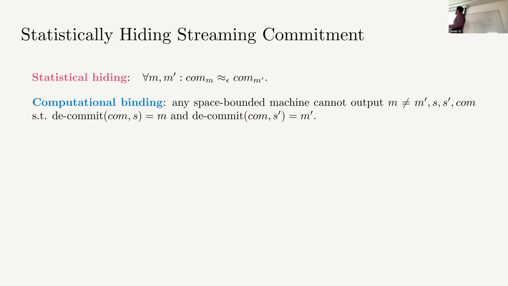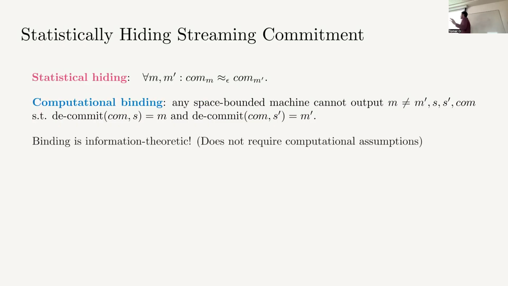Now the cool thing about this model and about the computational binding is that it is in fact information theoretic. So it doesn't require any computational assumptions like in the standard cryptography that we know. We don't need P to be not equal to NP. We don't need one-way functions, any of that. It's used by the prover, this is from the verifier to the prover. So the prover is unbounded, so it needs to be statistically hiding. Otherwise you could compute a function from the commitment to the message. And here, you cannot do that, right? The statistical hiding part. Yeah.